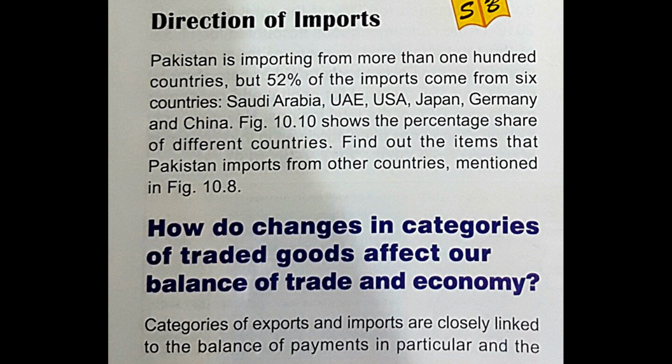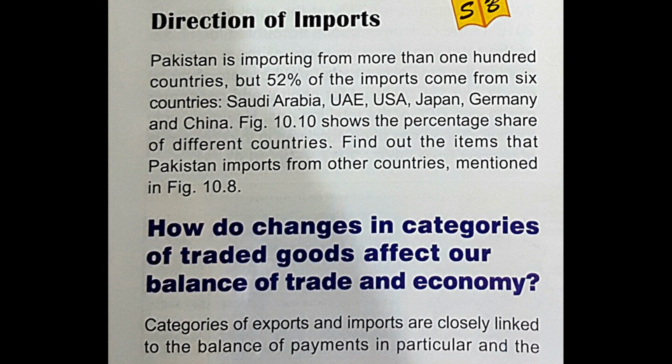Pakistan is importing from more than 100 countries. It imports most from Kuwait, Saudi Arabia, Japan, USA, UK, and Germany. So, how many countries are exporting things to Pakistan? These are Kuwait, Saudi Arabia, Japan, USA, UK, and Germany.